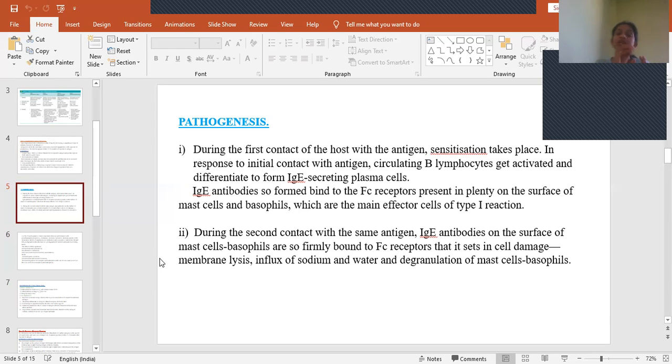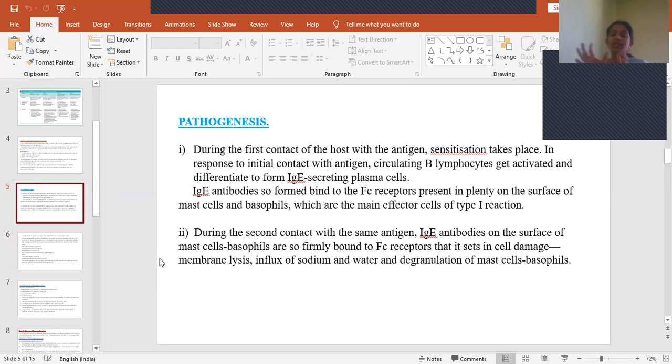Okay, so whatever these IgE antibodies are released, with the help of Fc receptor, they will bind to the mast cells and basophils. So now in our body, basophils and mast cells are ready with IgE antibodies. Okay, and now after the second contact, what will happen? Whatever the already formed IgE antibodies which were bound to basophils and mast cells.